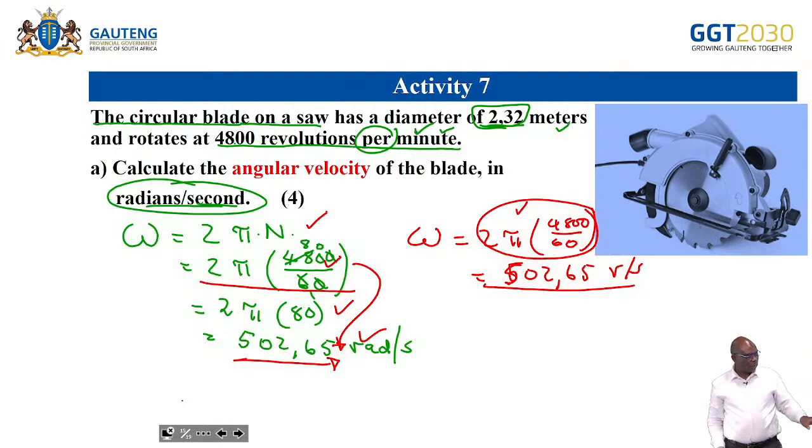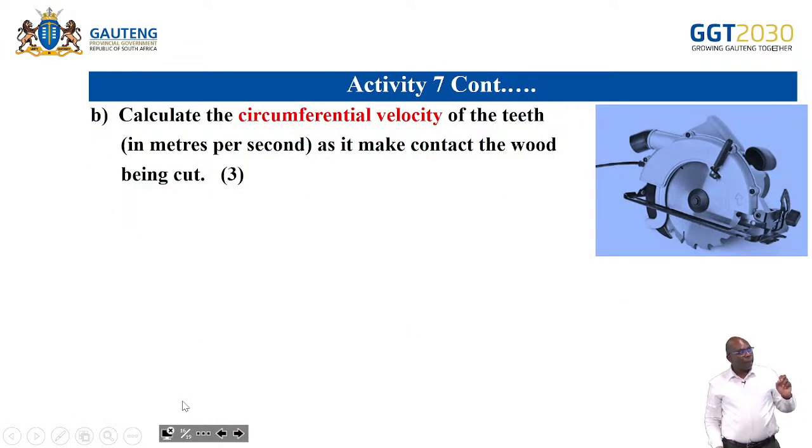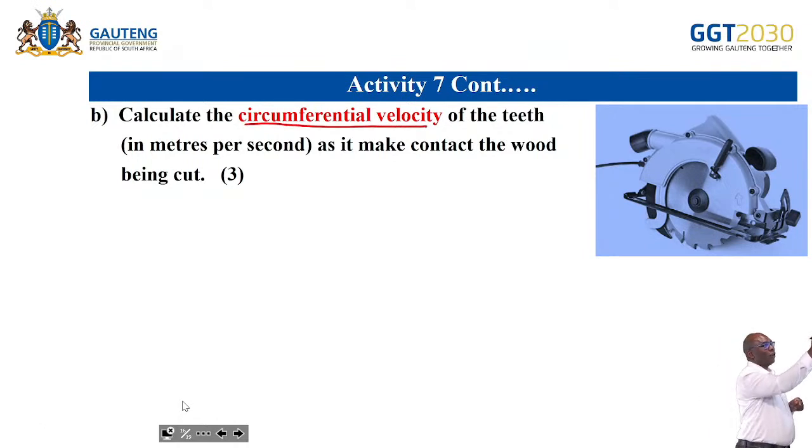So in other words, in Activity 7 here, continue with the same question. Calculate the circumferential velocity of the teeth in meters per second.